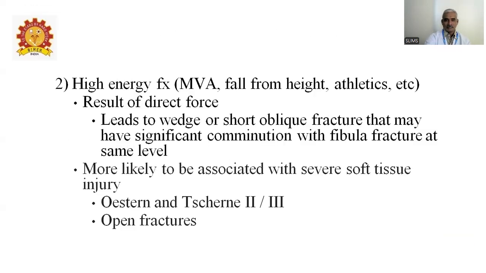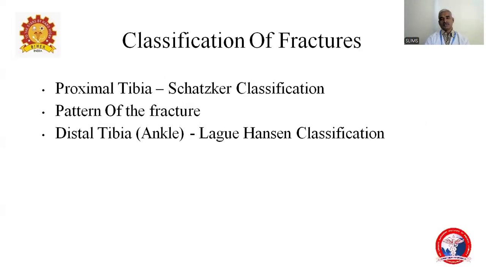Okay, high energy fractures. It should be a fall from height, athletics. It's just a direct force, a wedge or short oblique fracture that may have significant combination with the fibula fracture at the same level. More likely to be associated with a soft tissue injury because it's a direct force. So how to classify?